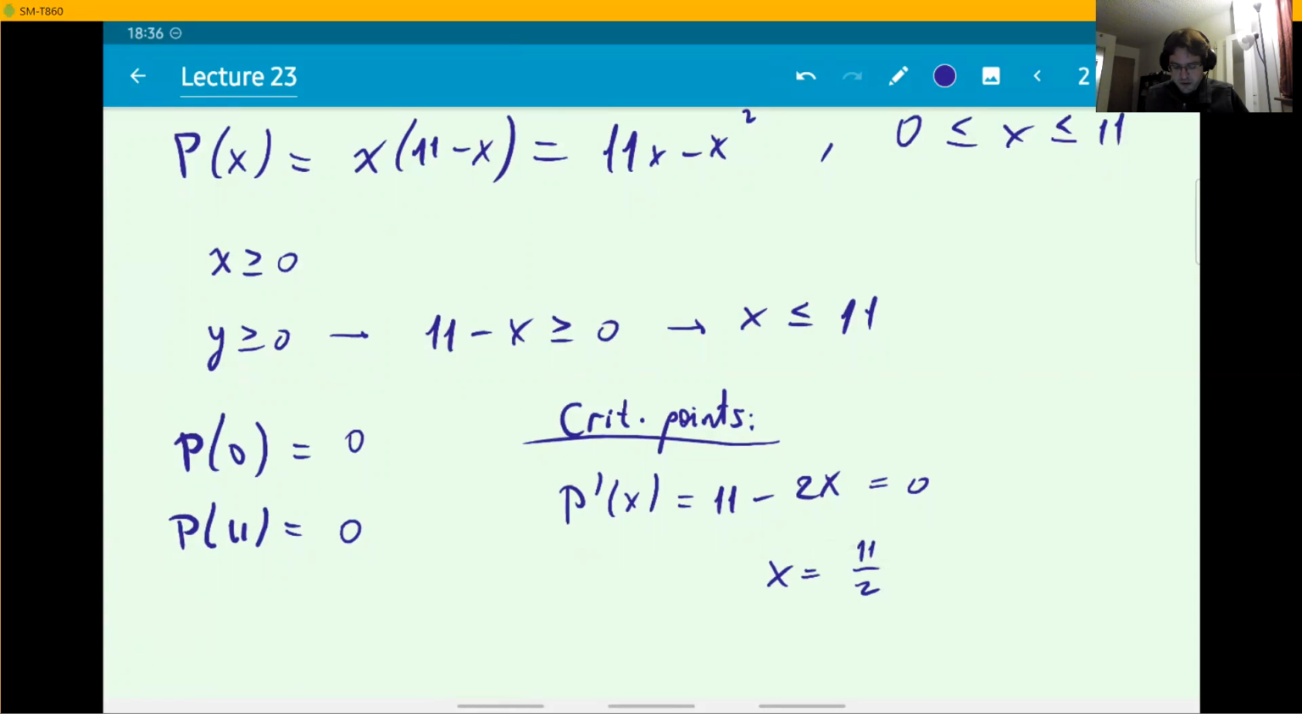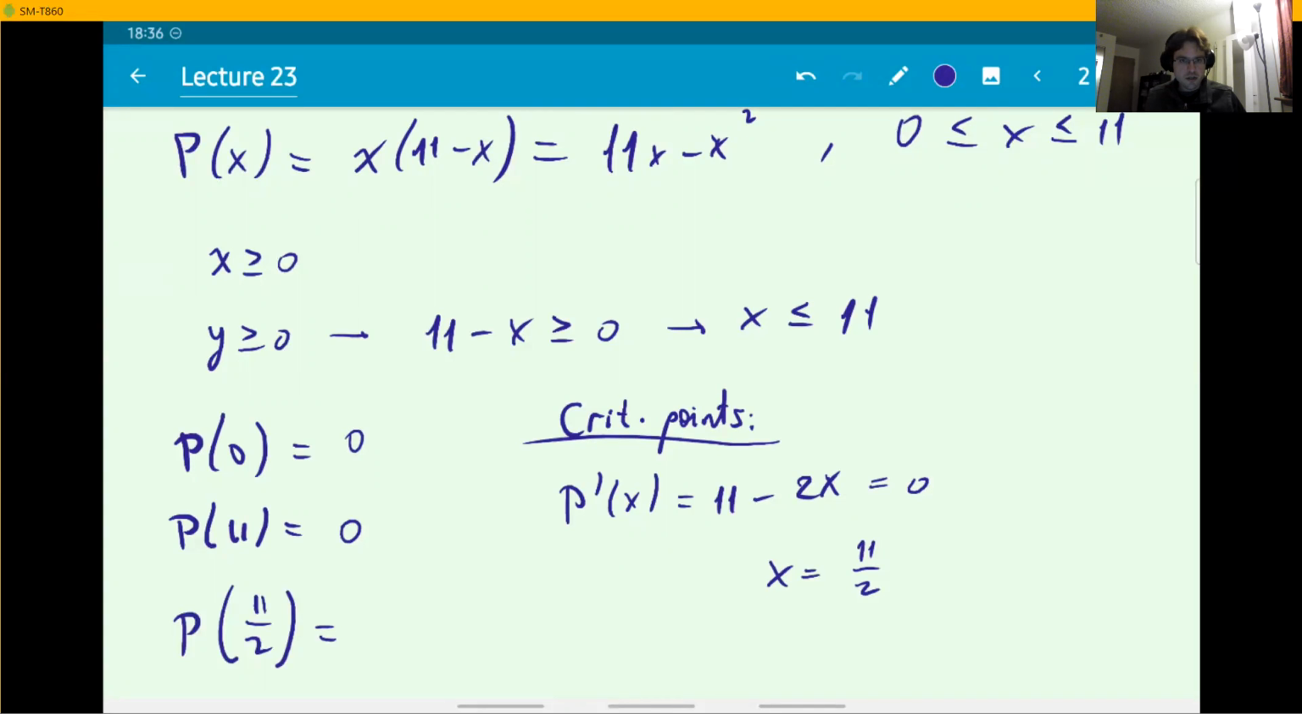But always, you should leave fractions unless you have to approximate numbers. Fraction is the exact. I mean, 5.5 would also be exact, but it's just cumbersome to work with. Fractions are preferred. So this is the only critical point of this function. We are then also going to record the value of the function at this 11 over 2.